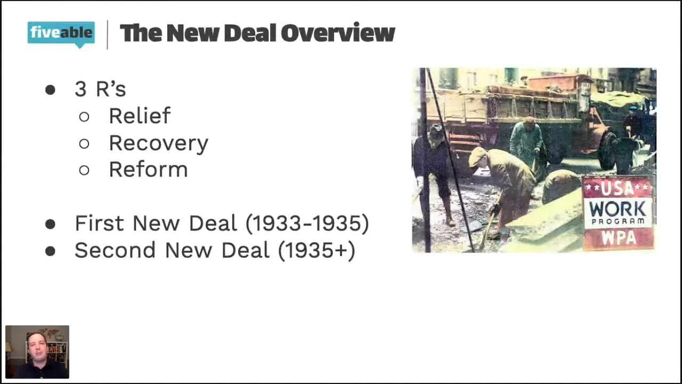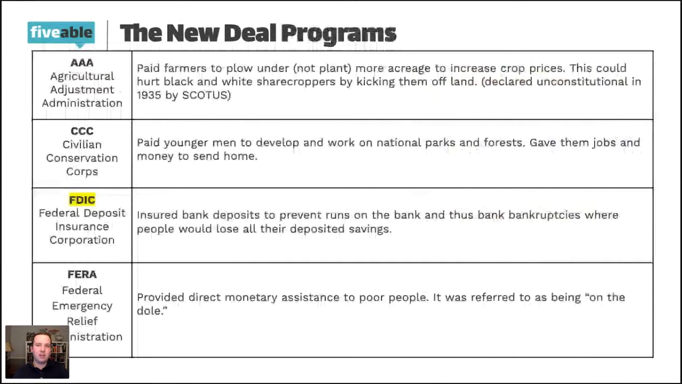So let's give you some examples of some programs, and there's a lot of them. I only want to talk about a few of them, partly because we're running short on time and partly because you don't need to know all of these. You should have a couple in your back pocket. There's the AAA. We already talked about that just briefly, just because Dakota mentioned that one. That pays farmers to plow under more acreage. In other words, stop planting so that way crop prices can go up. Problem is it hurts a lot of sharecroppers, and it was declared unconstitutional by the Supreme Court of the United States. So some of the New Deal is very controversial because it expands the federal government so much. We'll talk about that in a second.